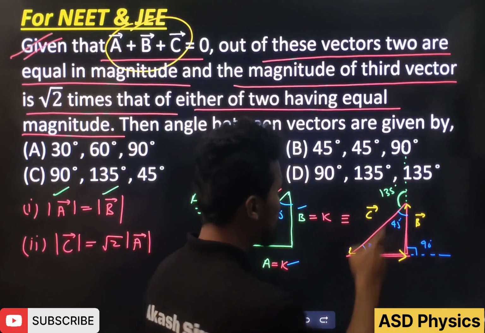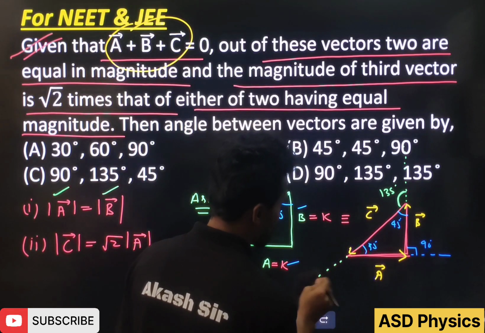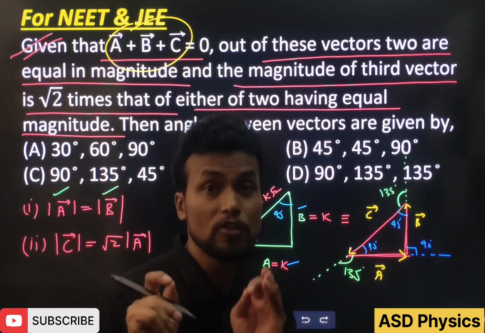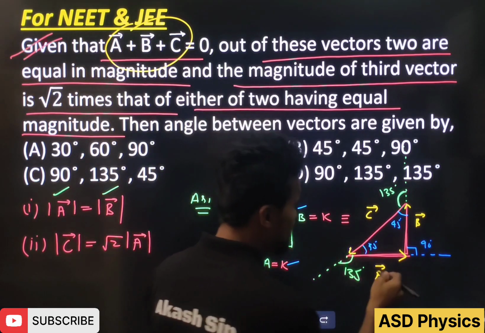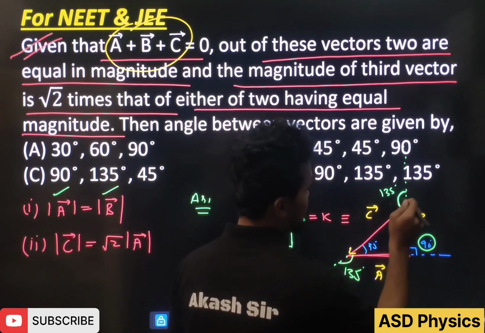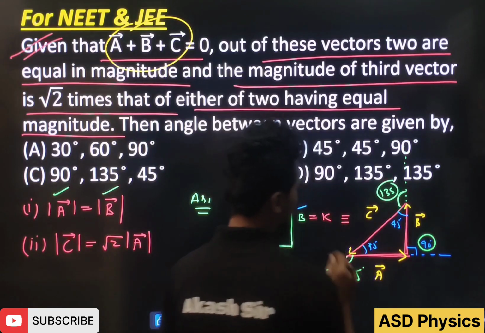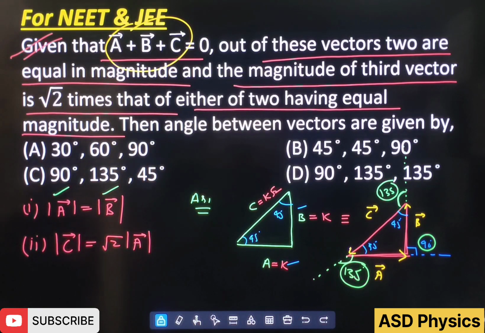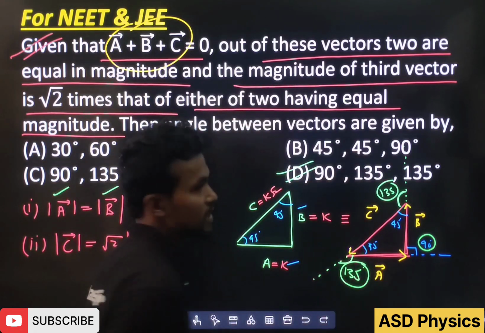Angle between B and C is 135. Similarly here, the angle is also 135. Okay. We should know the angle concept, the head-tail method. So the angle between vector A and vector B is 90 degrees. B and C, 135 degrees. Similarly, C and A, 135 degrees. That means which option is correct? 90, 135, 135. The correct answer is option D.